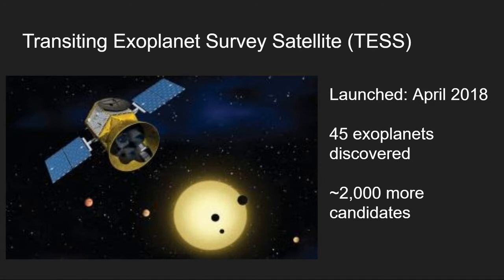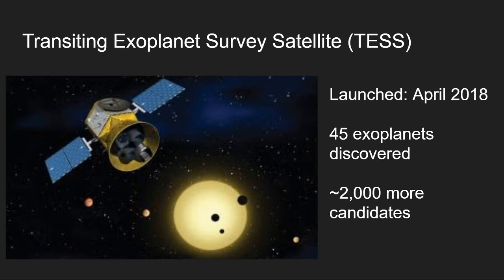Now, just before Kepler was retired in October of 2018, a new satellite named TESS was launched in April of 2018, and it's kind of a continuation of Kepler, or a successor to Kepler. But TESS was designed to do even more. It has 4 cameras, which allow it to take 4 different images of different parts of the sky at the same time, which allows it to cover a much broader area of the sky than Kepler did.